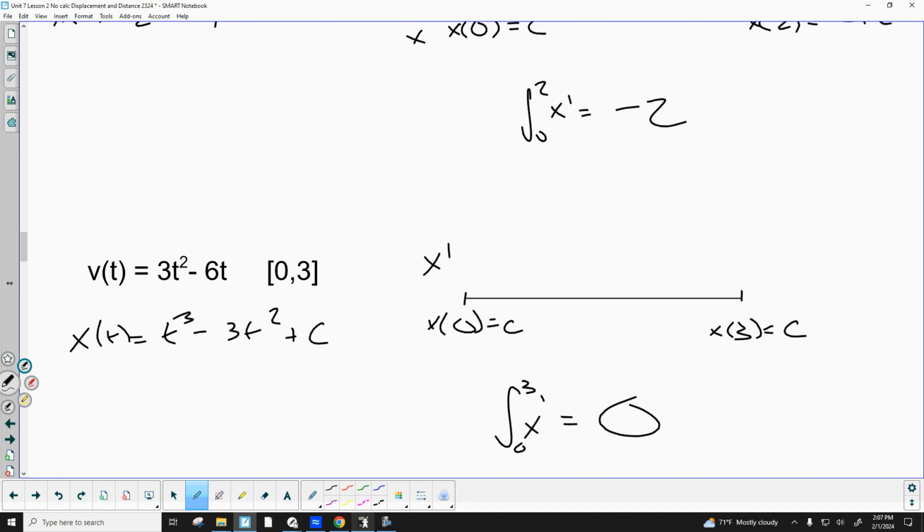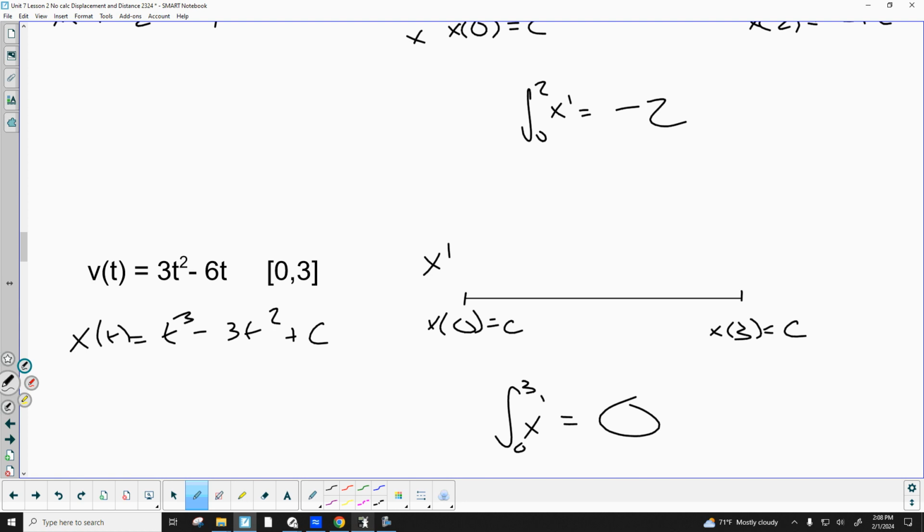I heard a couple things. Does this 0 mean my object didn't move? No. That's very important. There's stuff that happened here. We had changes of position. There is velocity. I am moving. But over the course of the 3 seconds, I end up back where I started.